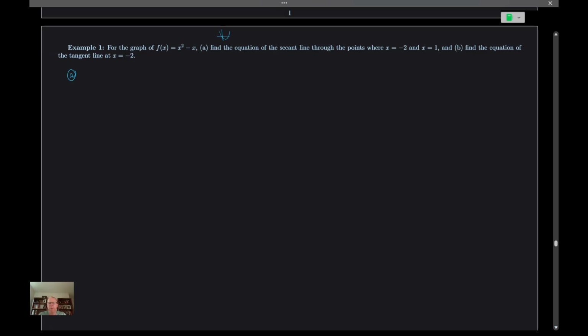So find the equation of the secant line. That's really just find the average rate of change between these two points. So the slope of the secant line will just be f of -2 minus f of 1 over -2 minus 1. Now, it doesn't matter which point I choose to be x2 and which to be x1. I'm sure you know that. You can pick whichever one you want.